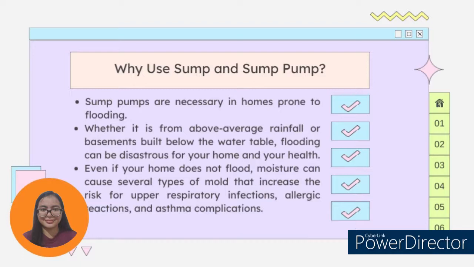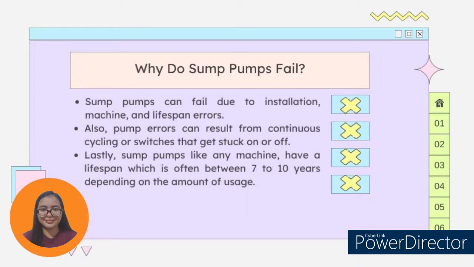Some pumps are necessary in homes prone to flooding. Whether it is from above average rainfall or basements built below the water table, flooding can be disastrous for your home and your health. Even if your home does not flood, moisture can cause several types of mold that increase the risk for upper respiratory infections, allergic reactions, and asthma complications. So, if you don't have a way to move water outside, it's going to accumulate and eventually flood or dampen your basement. So, it is necessary to have a sump or sump pump system in your basement when this happens.